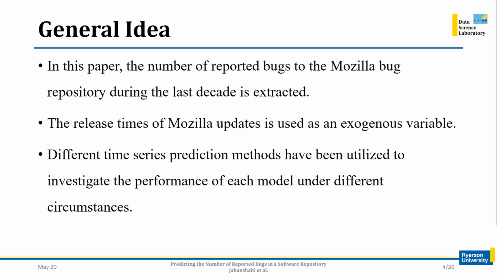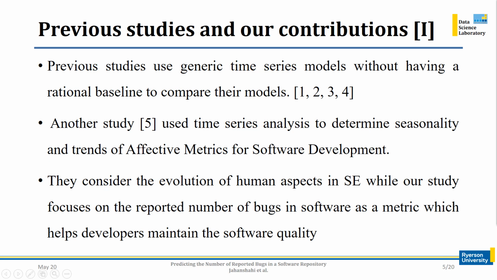We also use different time series prediction methods to predict the number of reported bugs to Mozilla Firefox, and then we compare and contrast their performance. Previous studies mostly use generic time series models, for example, the auto-regressive integrated moving average, or ARIMA model, which is a famous one, exponential smoothing, which we have also used in this paper, polynomial regression, and some other approaches. In most cases, they compare different algorithms with each other without having a concrete baseline. To alleviate this issue, we defined lag prediction as a naive baseline.